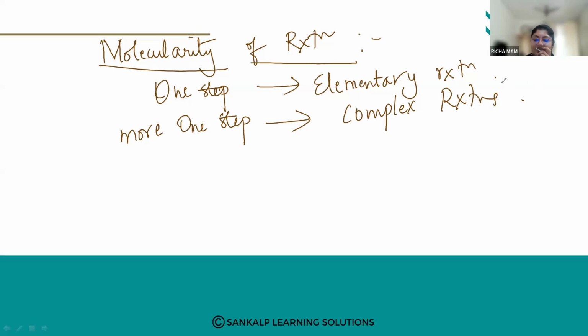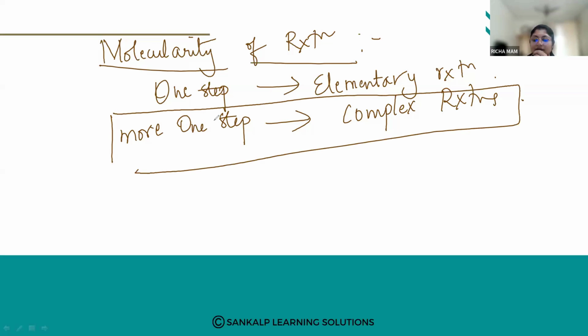In a complex reaction, various steps will undergo. The various steps of the complex reaction are called the mechanism of the reaction. So whenever there is a reaction with more than one step, the various steps of the reaction are explained in what is called the mechanism of the reaction.